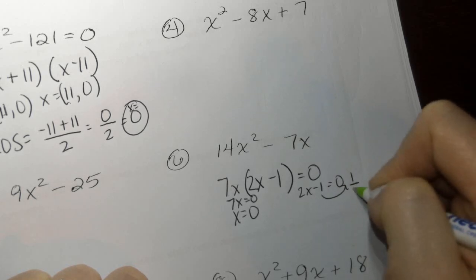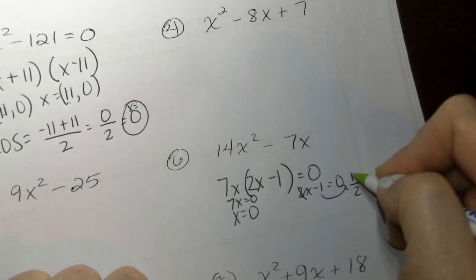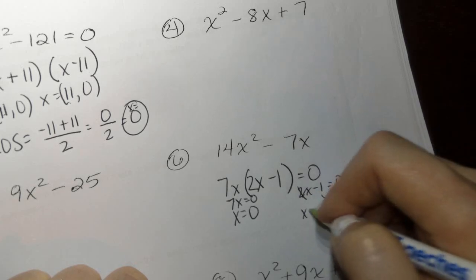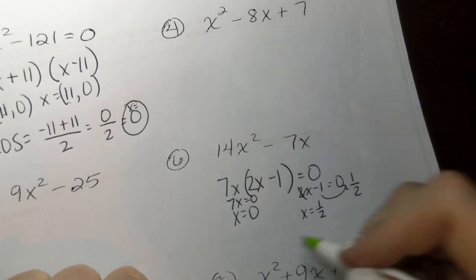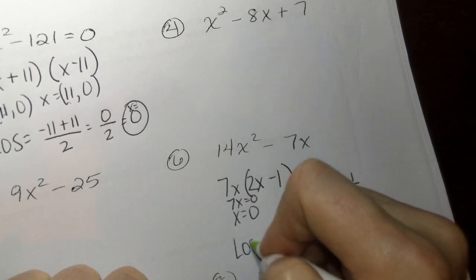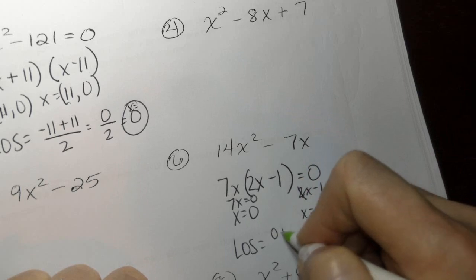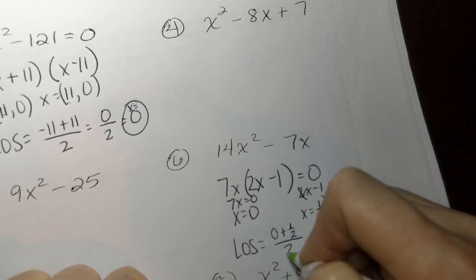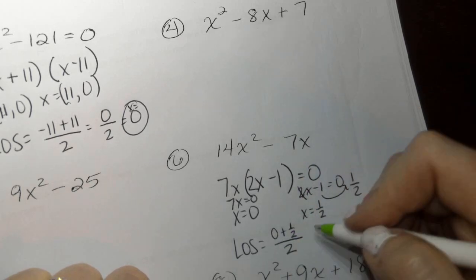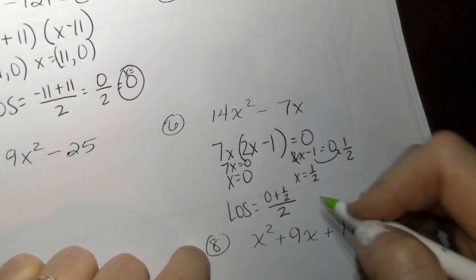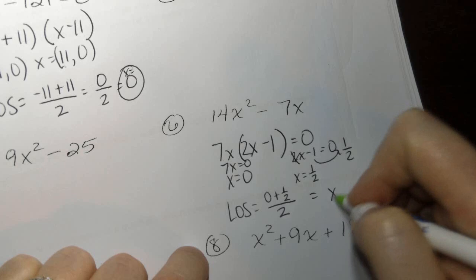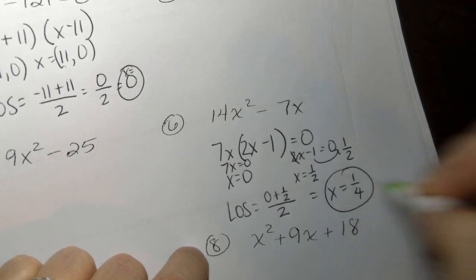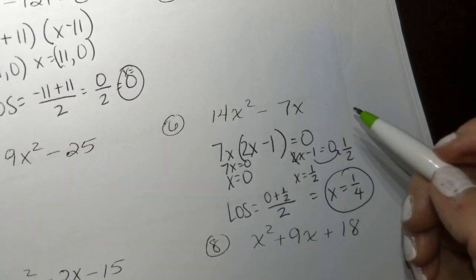When you move the 1 over, you get 1 divided by 2, so it's 1/2. Alright, so then we could take our line of symmetry, and we do 0 plus 1/2 divided by 2. So 1/2, when you take 1/2 and divide that into two parts, you get 1/4. So your x equals 1/4 is your line of symmetry. Okay? Alright.